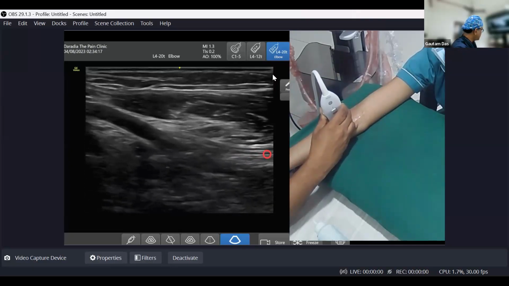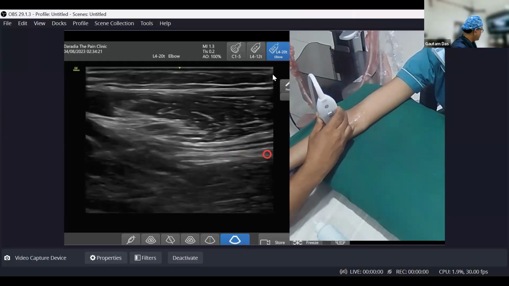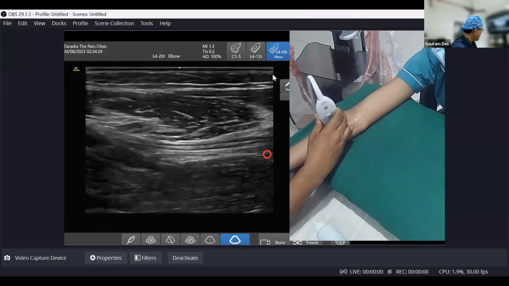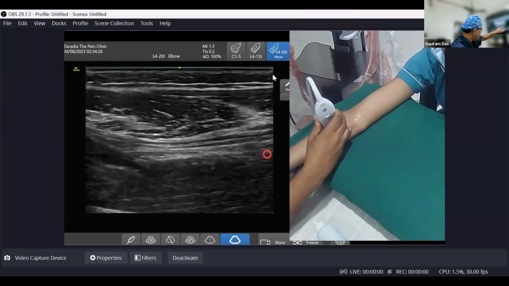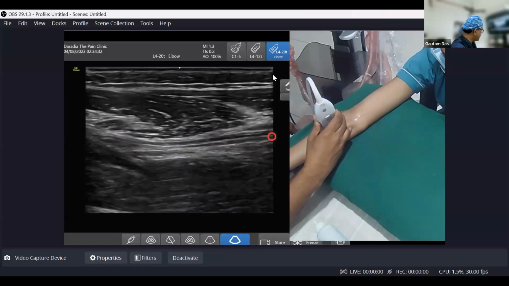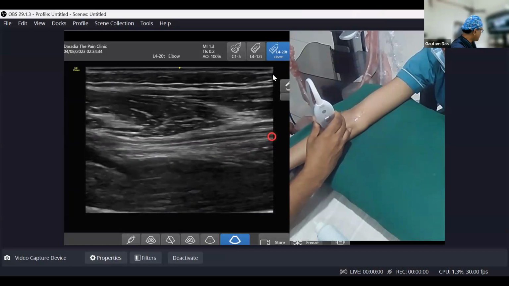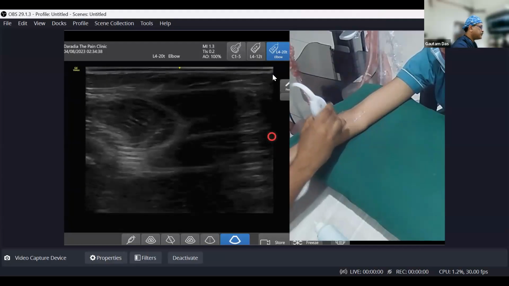This is the median nerve. This is the median nerve. Now it has come between the flexor digitorum superficialis and profundus. So this is your median nerve. Very nice, it is a healthy volunteer. It is a hyperechoic structure. This is your median nerve in the long axis.